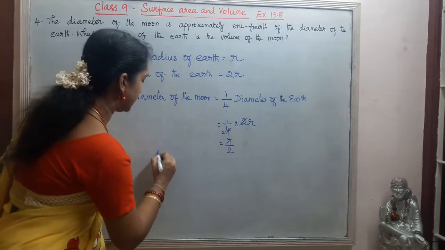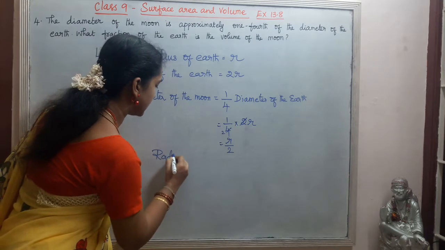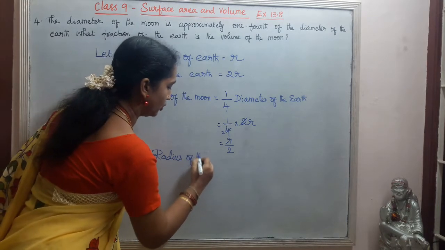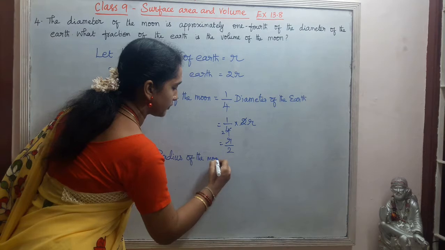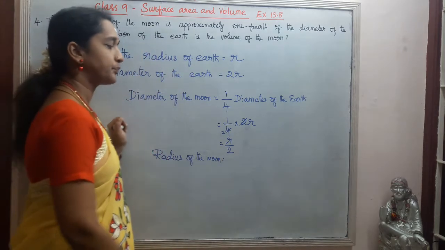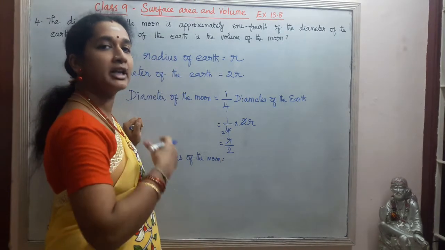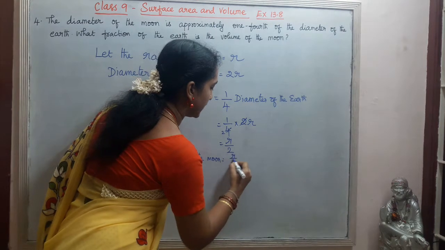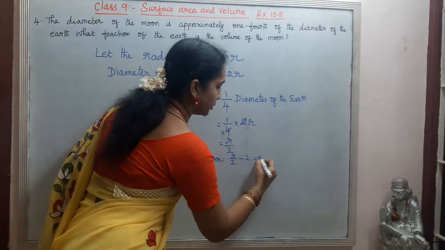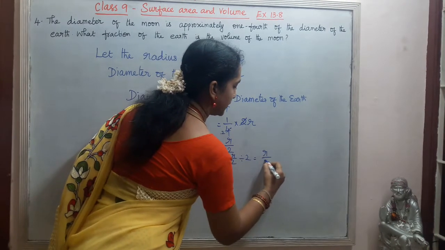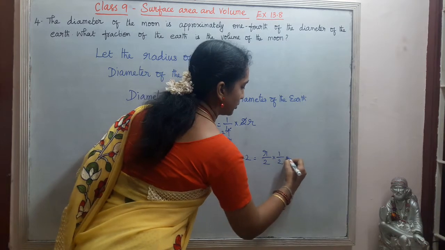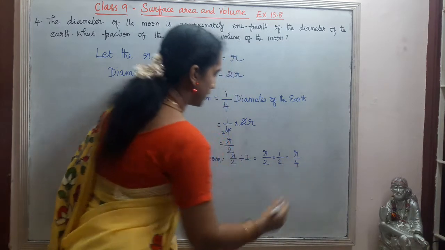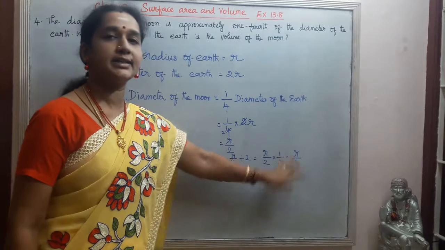So what will be the radius? Radius of the moon is equal to diameter divided by 2. So r/2 divided by 2. So we will get r/2 into 1/2. So that is r/4. So this is the radius of the moon.